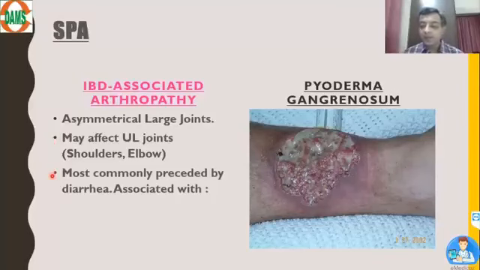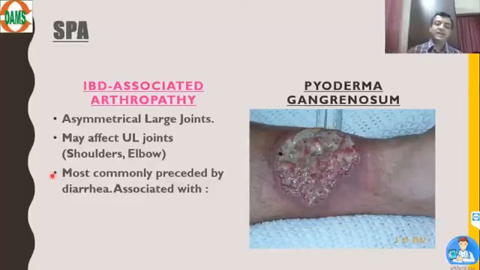So even before the joint is affected, it is SPA, no? So the first symptom is not the joint. The first symptom is diarrhea. It is preceded by diarrhea.